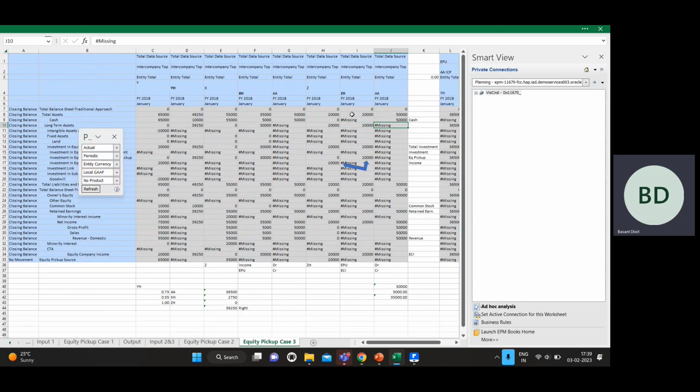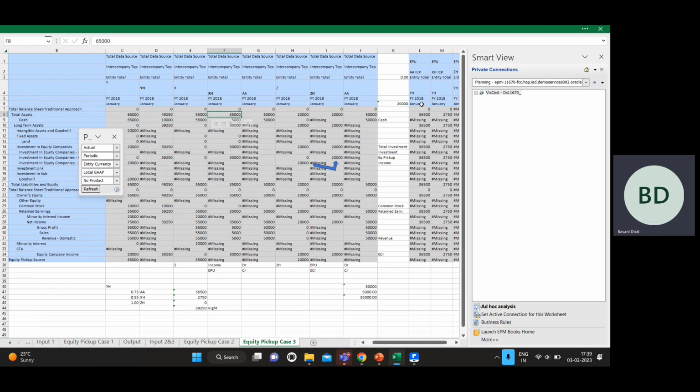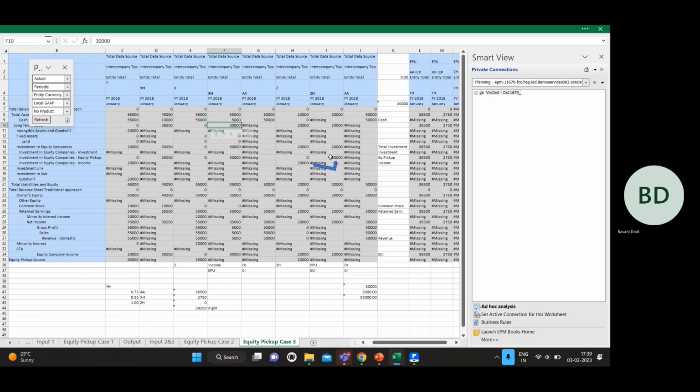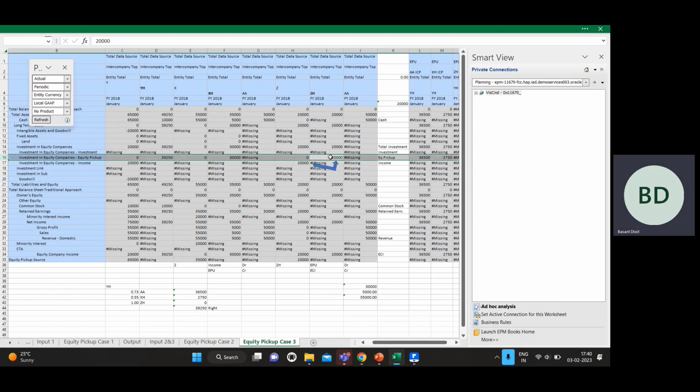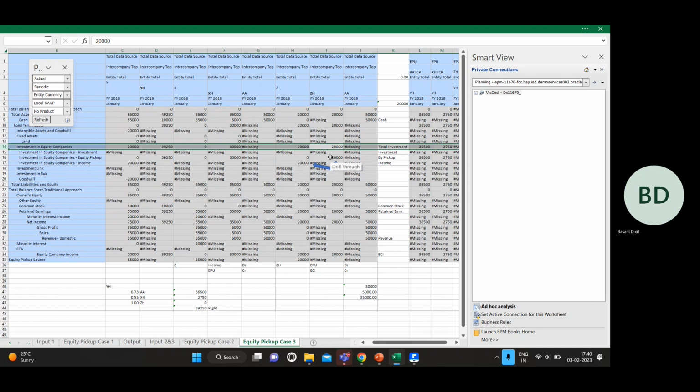Yeah, it is coming. When we look at investment and everything with the ZH, we have a 40% stake and we have made a 40% investment in this AA by the ZH. So we have to take 40% of this. It is coming as 20,000 in the equity pickup. Let me just shift this POV box. It is coming in the equity pickup account and rolling up to the investment in equity.